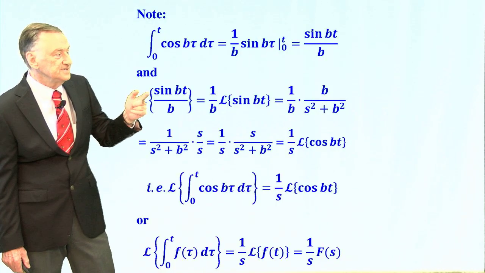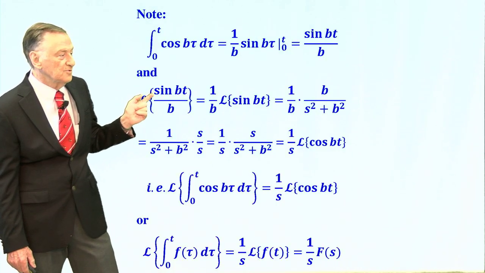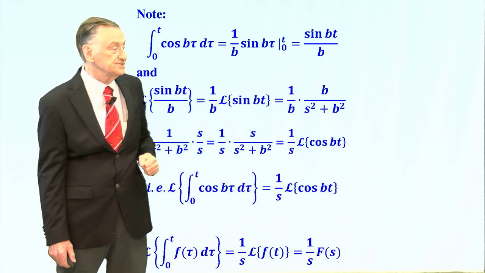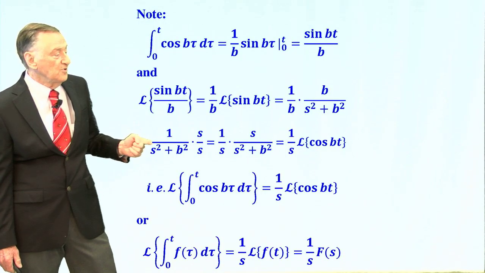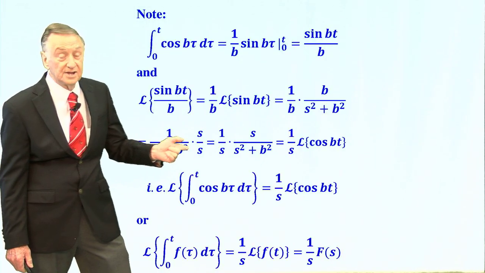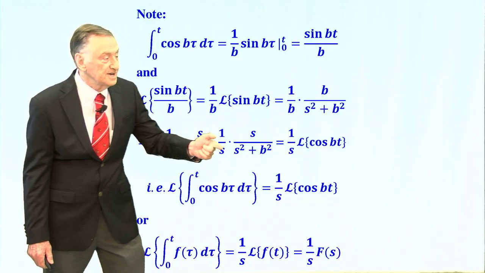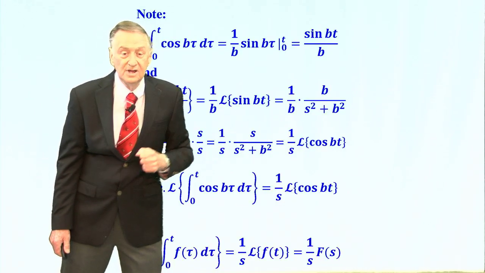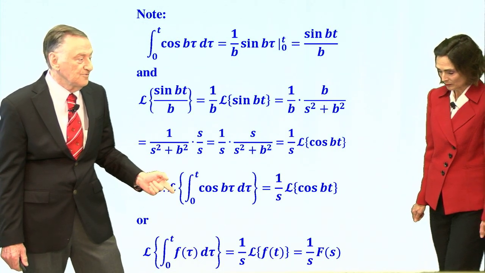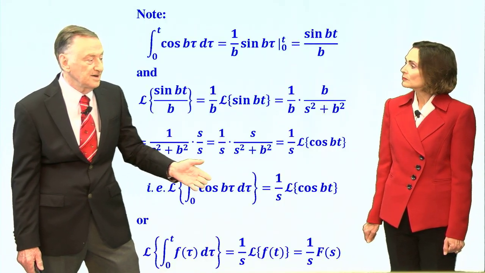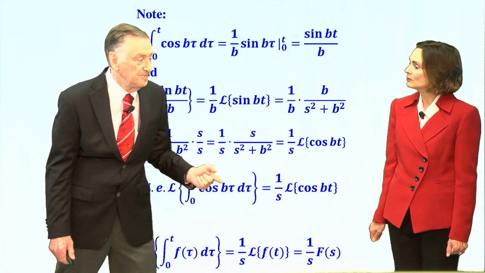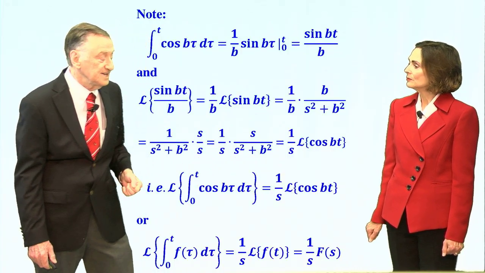The Laplace of sine of bt over b, we can bring the 1 over b out in front, and we know what the Laplace of the sine of bt is. It's b over s squared plus b squared. So if we multiply that by s over s, we have 1 over s times s over s squared plus b squared, but you recognize s over s squared plus b squared as the Laplace of cosine of bt. So the Laplace of the integral from 0 to t of cosine of b tau d tau is 1 over s Laplace of cosine of bt. We just replaced the tau with a t there.